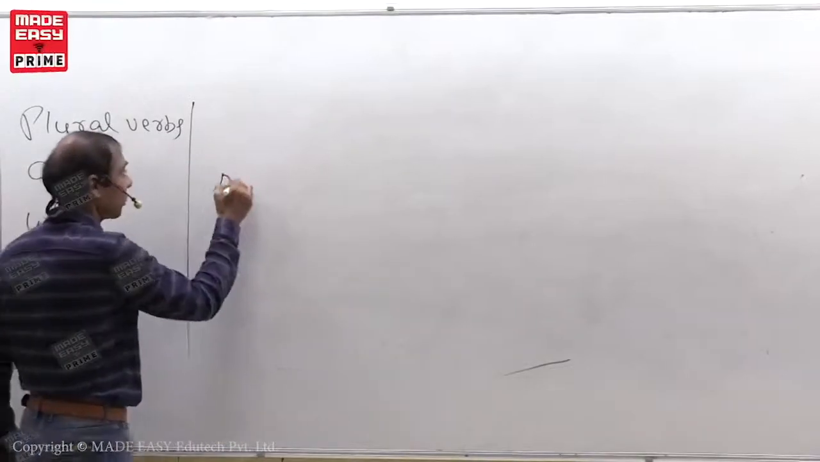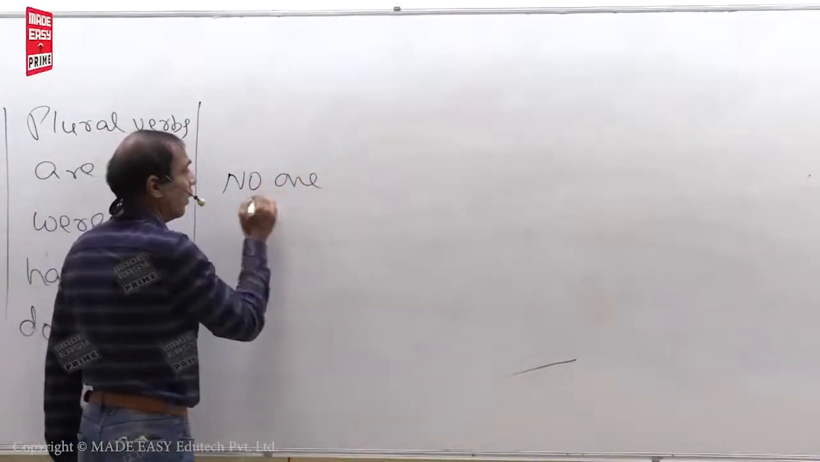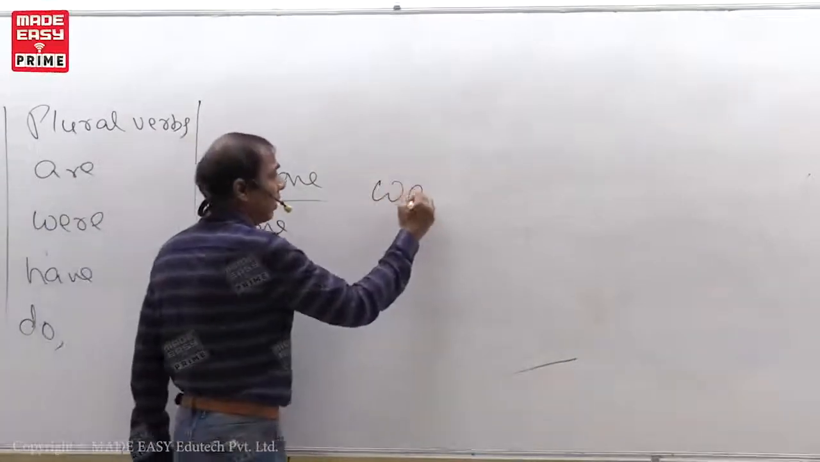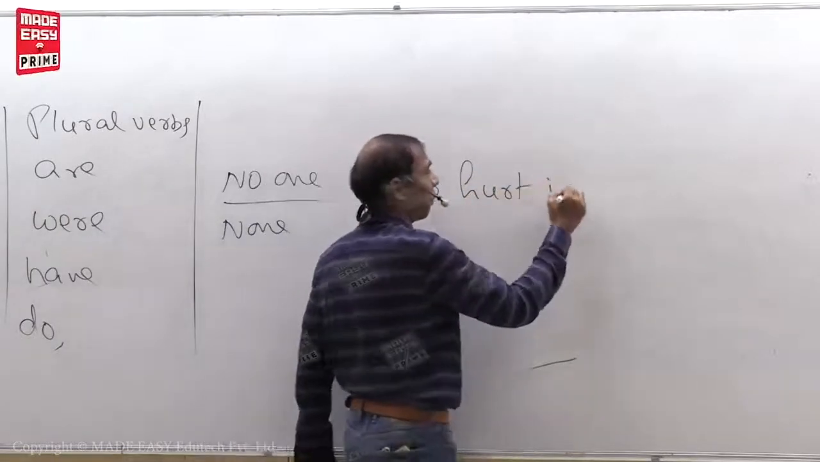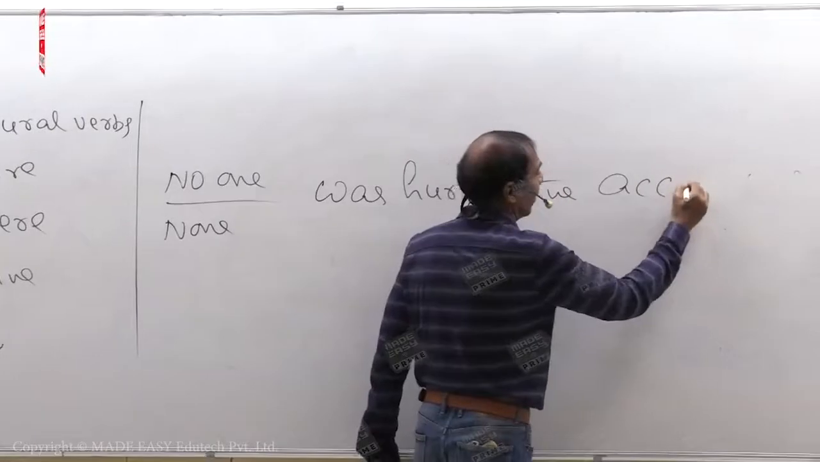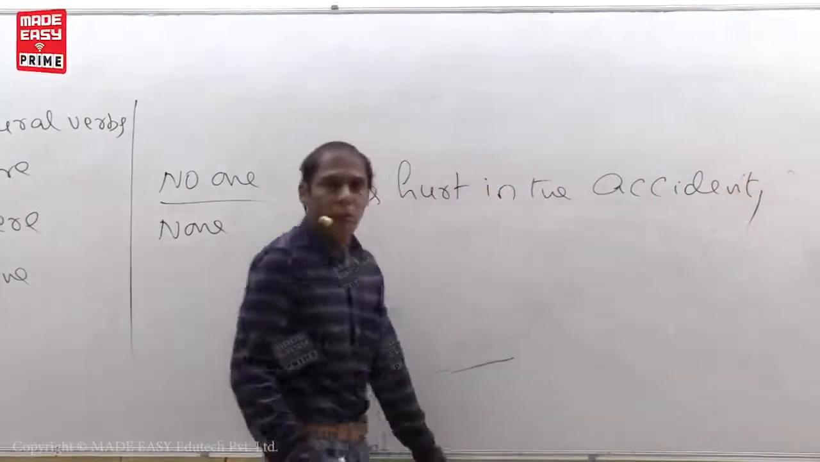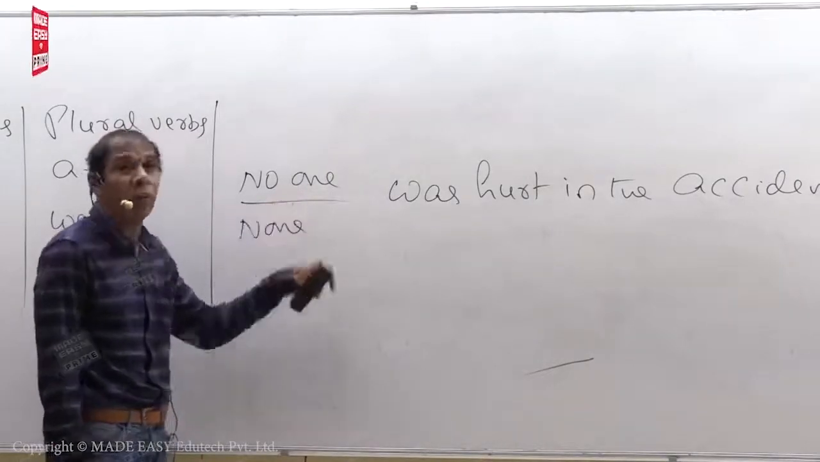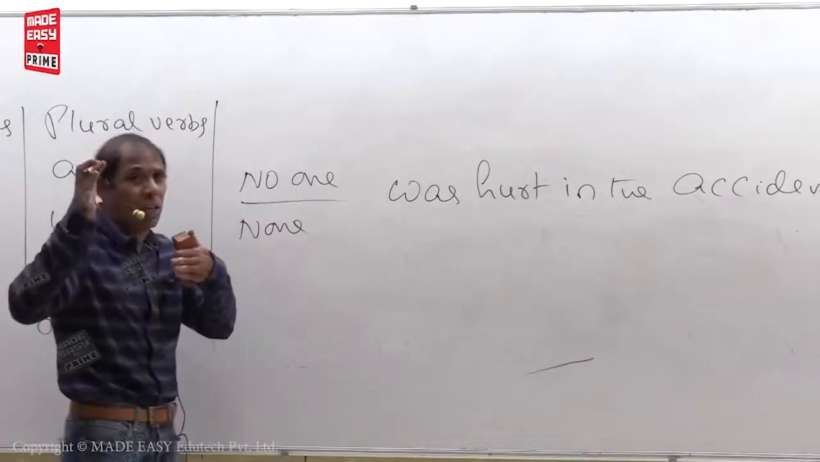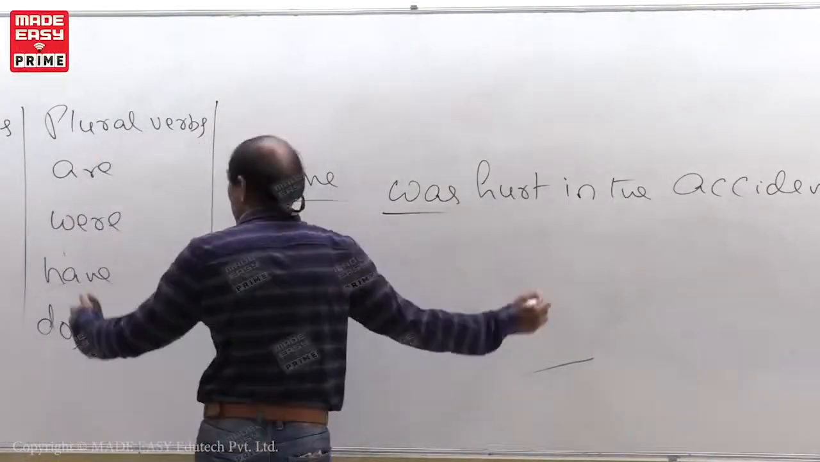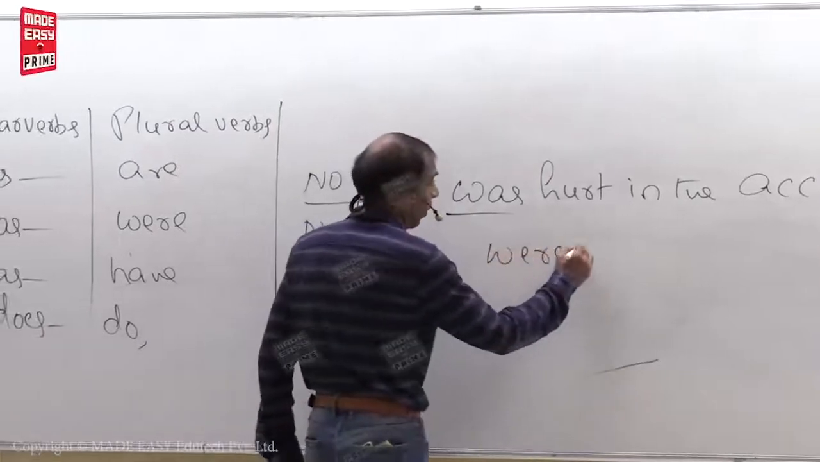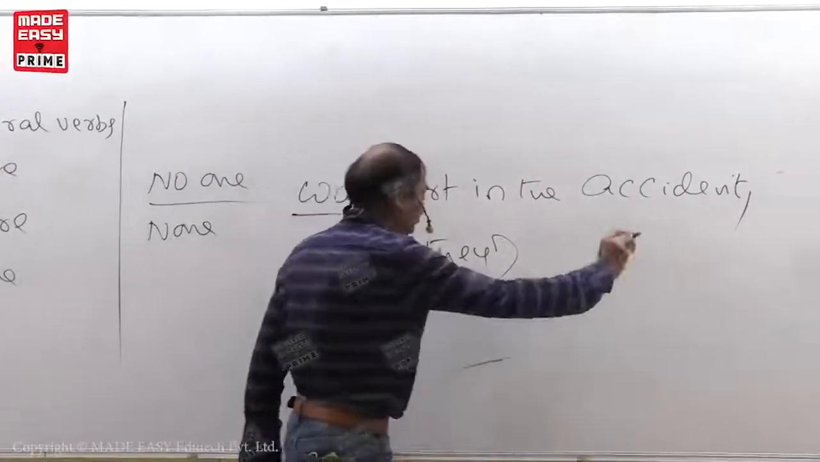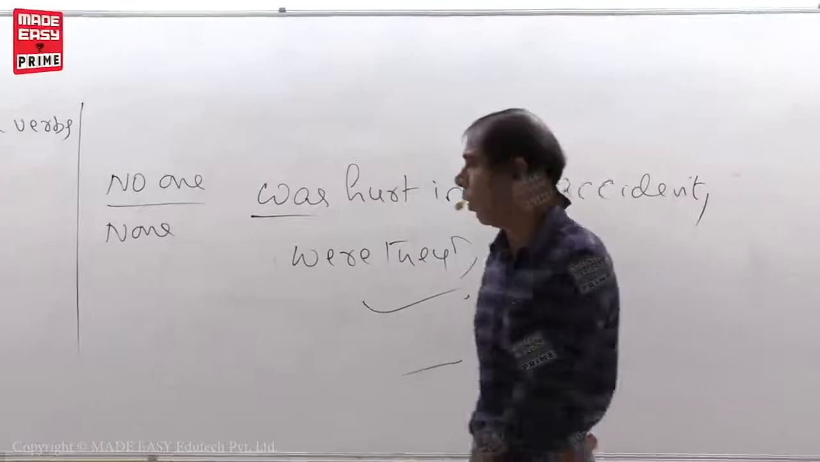For example, no one or none. Both are same. Okay? No one was hurt in the accident. No one or none. Both are same. When you see no one or none, these two are negative. So the question tag must be positive. What is the plural form of was? Were. In the place of all these words, we have to write they. Were they. That's it. Were they.